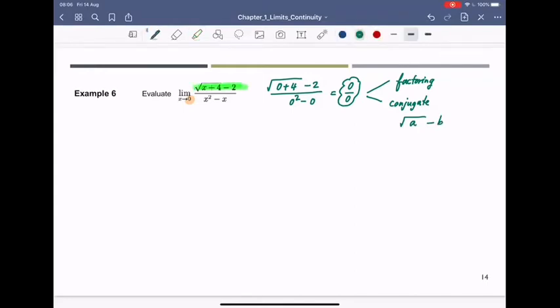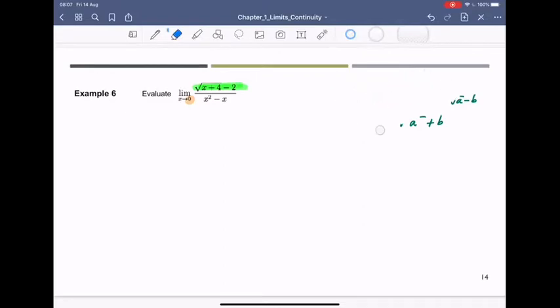When you see this, you can multiply this function by its conjugate, which means the conjugate of square root a minus b is square root a plus b. So what we are going to do is multiply this function by its conjugate and hope that something cancels at the end, and then we can compute the limit easily. So here, I'm gonna start by multiplying by its conjugate.